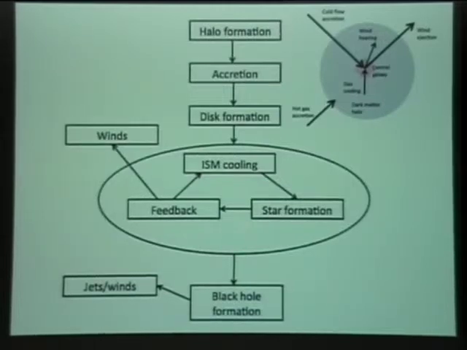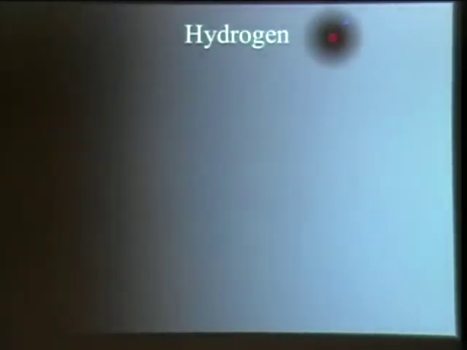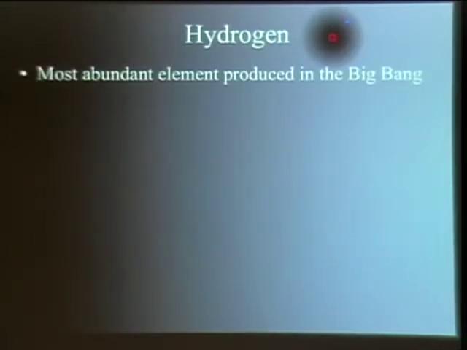So that's a very complicated diagram, and as I mentioned, we understand very well how cold dark matter would behave, but we cannot observe it. And we can observe the baryons, the ordinary matter, but we cannot really simulate it precisely at the moment because of these complicated feedback processes. And the most effective way of mapping either the distribution of gas inside galaxies or outside of galaxies is using hydrogen, because hydrogen is the most abundant element that was produced in the Big Bang.